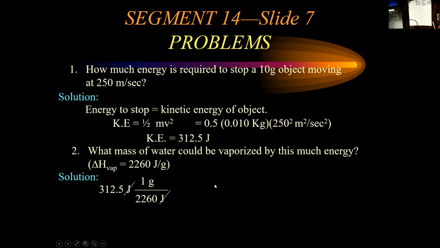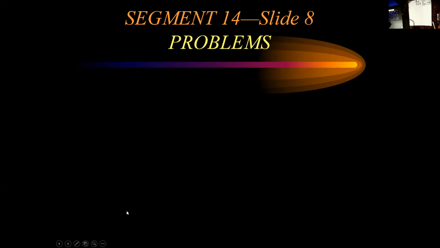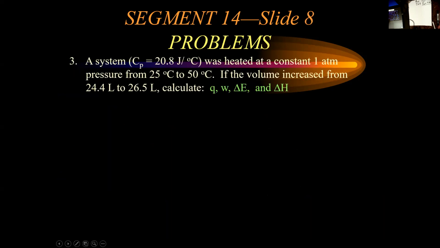Do our conversion factor method. We get 0.138 grams of water. There's 20 drops of water in a gram, so that's about 3 drops. The amount of energy that was dissipated by this object being stopped could have just vaporized 3 drops of water, and that would have used it all up. That's how much energy vaporization of water does.